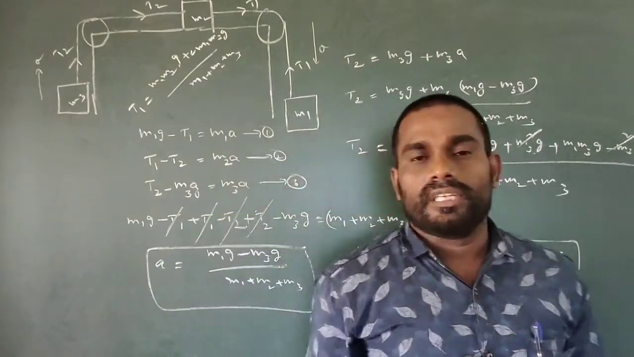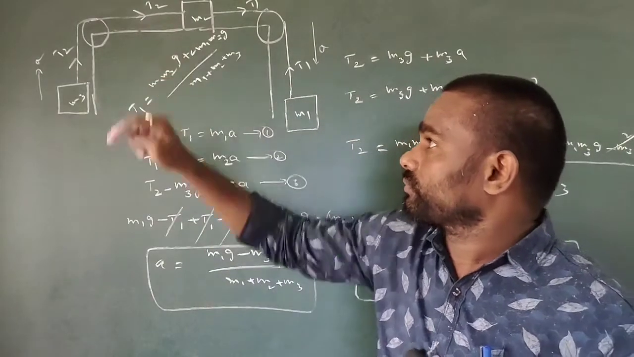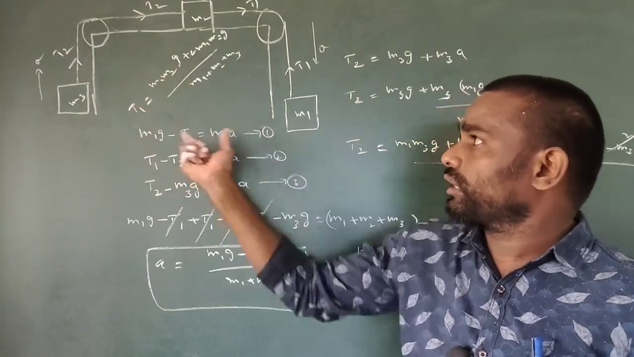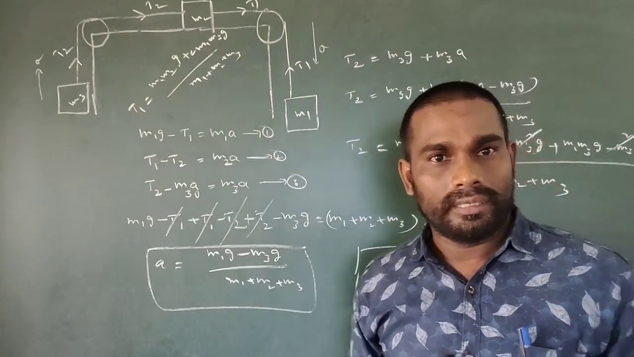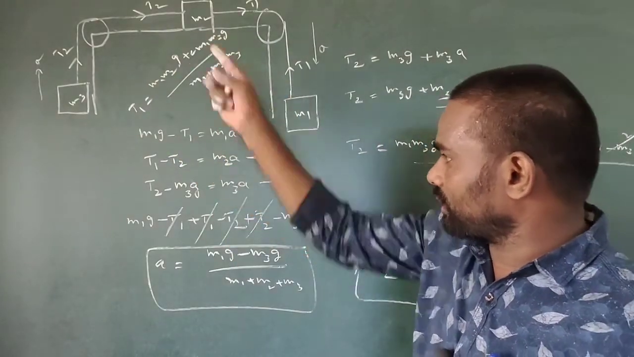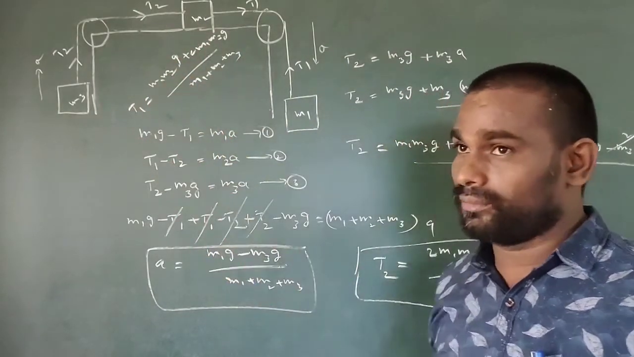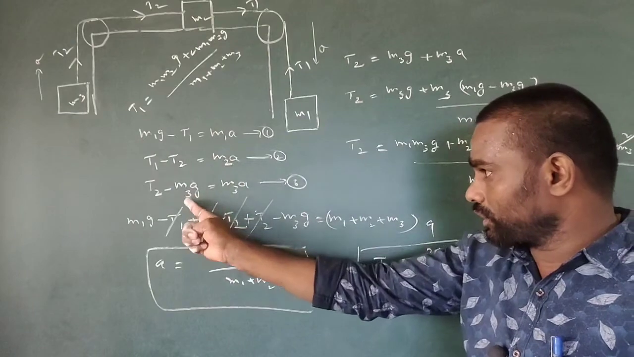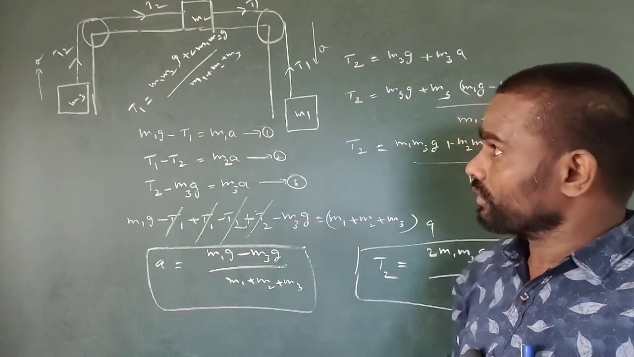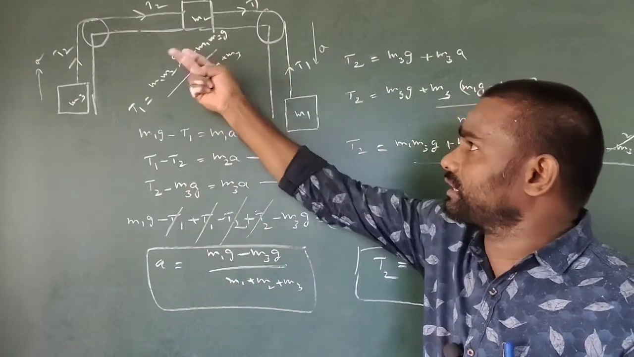Once again, three bodies are connected with a string with the help of pulleys, two pulleys. This is the total outlook of the diagram. Net force acting on the first body, this one only. Net force acting on the second body, this equation. Net force acting on the third body is this equation. Adding three equations, you will get the acceleration. That means you can find the acceleration of the system under tension force T1 and tension force T2.